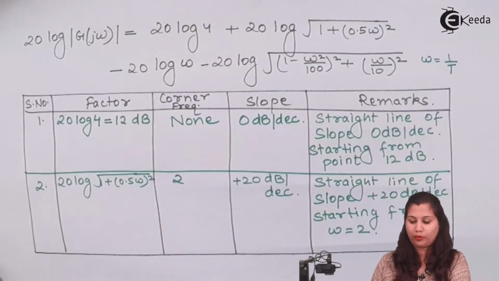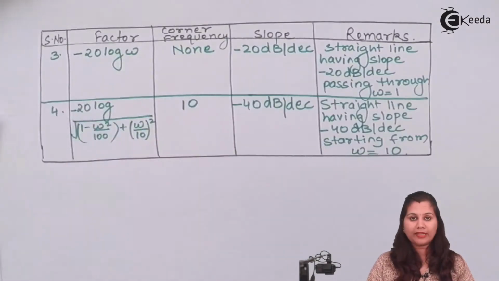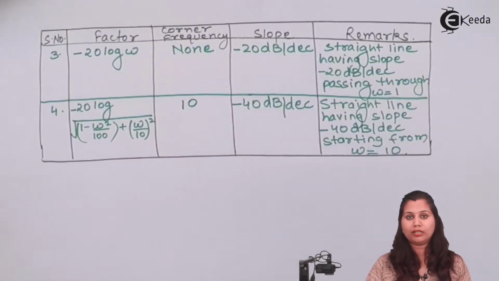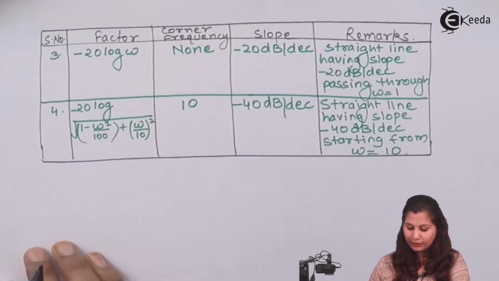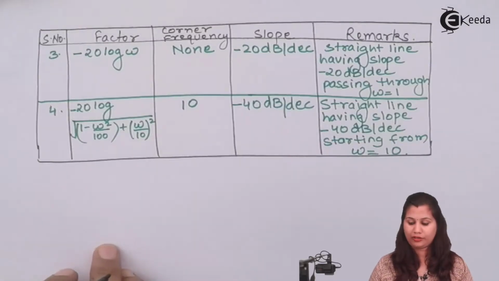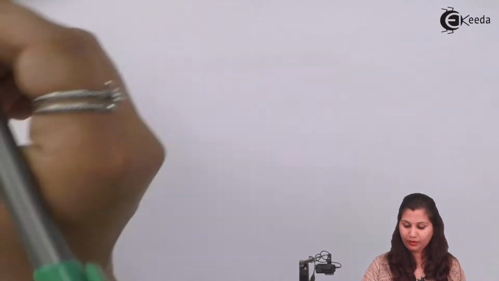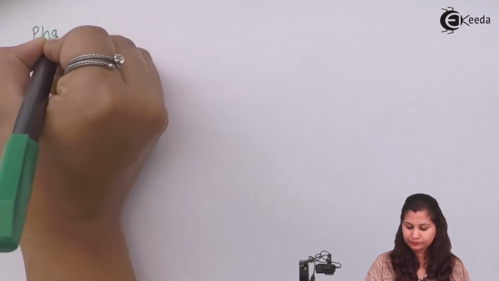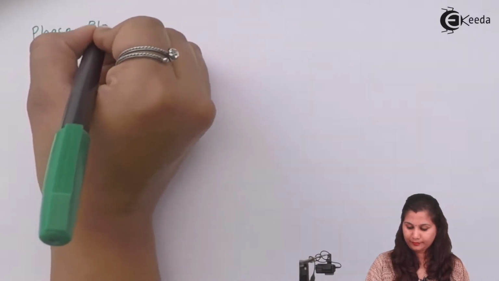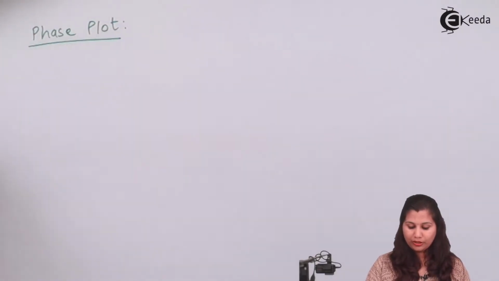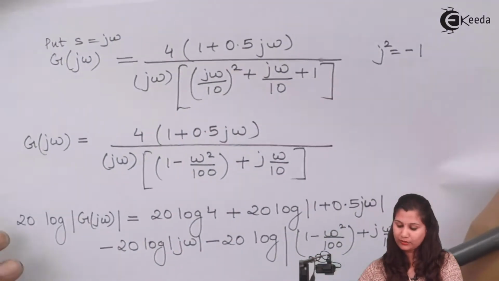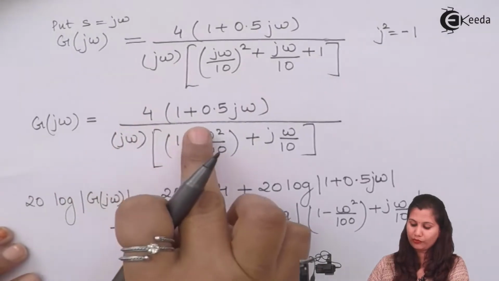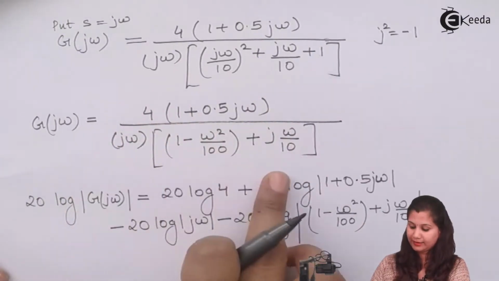on the Bode plot. Now comes the phase plot, because the Bode plot is both the magnitude and the phase plot versus the frequency. So now we are going to calculate the phase angle of the transfer function. Our transfer function was G(j omega). This is our transfer function. Here we have 4, 1 plus 0.5 j omega and this.